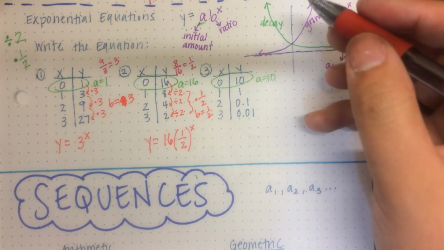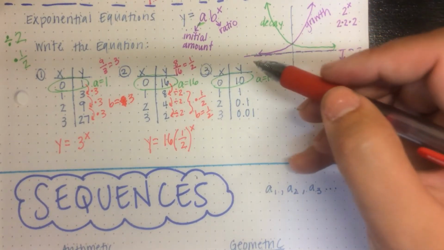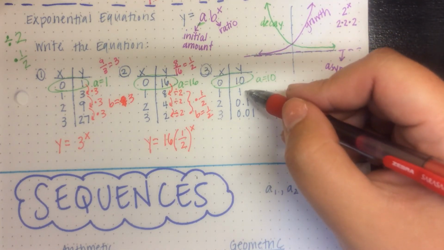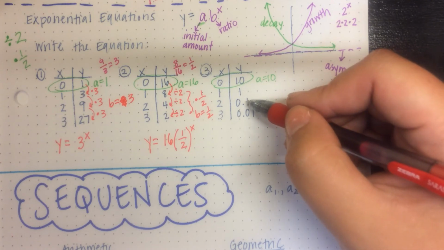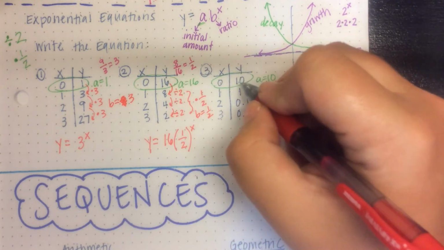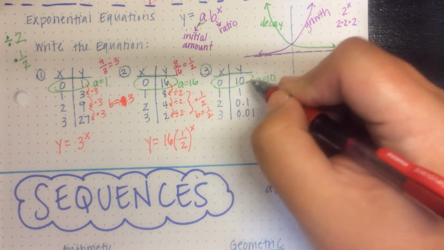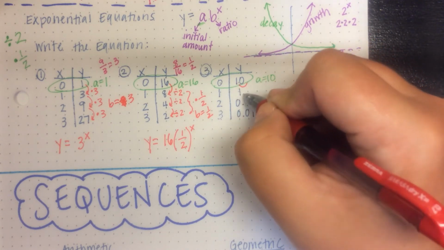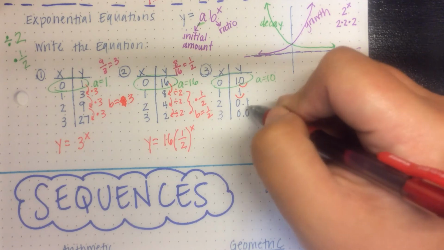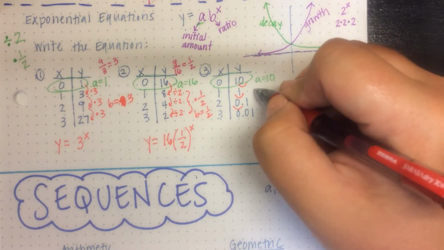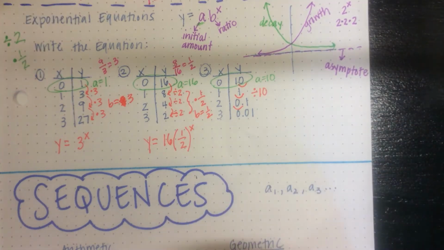All right, and then for our third one, now this one's a little trickier. Okay, I know my initial value is 10, but then to go from 10 to 1, I divide by 10. Then to go from 1 to 0.1, I divide by 10 again, because every time you divide by 10, you move your decimal left 1. So here, I moved it left 1 to get 1. Then I move it left 1 to get 0.1. Then I move it left 1 to get 0.01. So each time here, I'm dividing by 10.